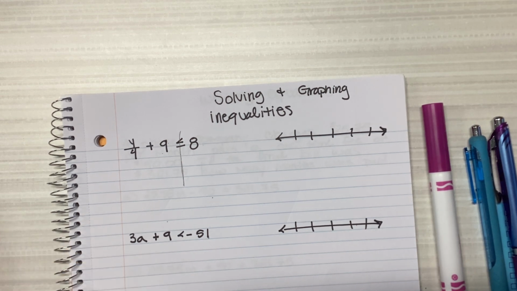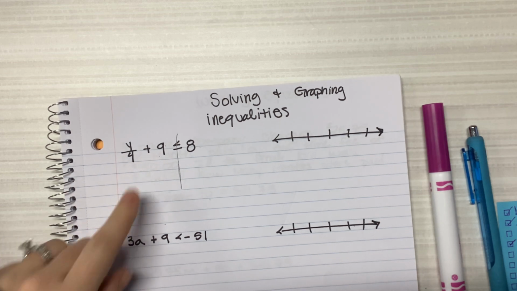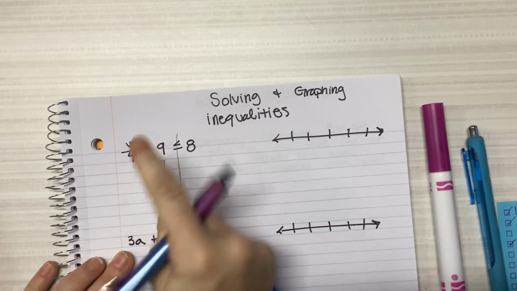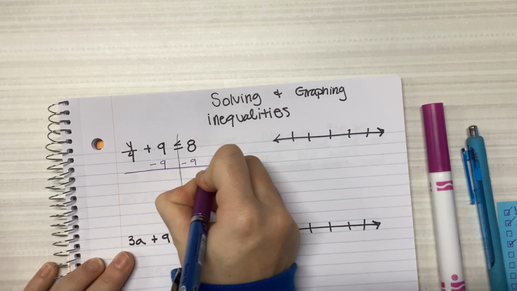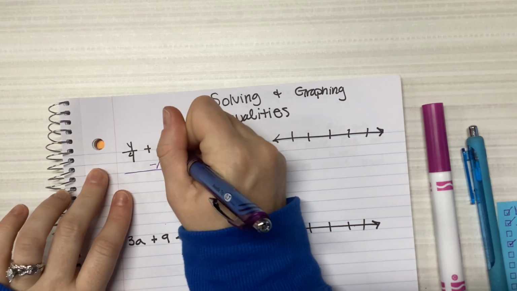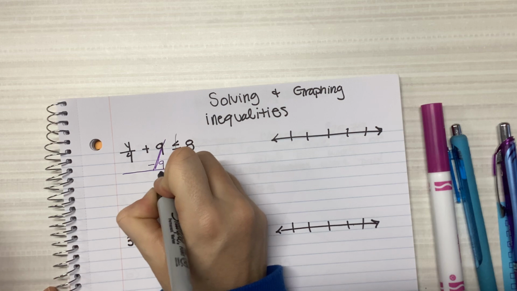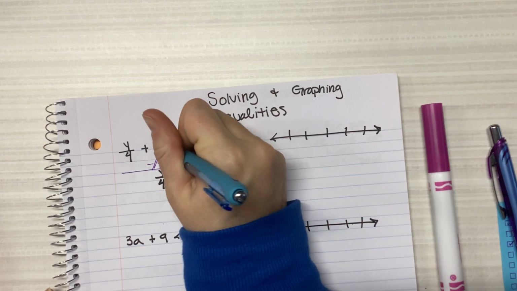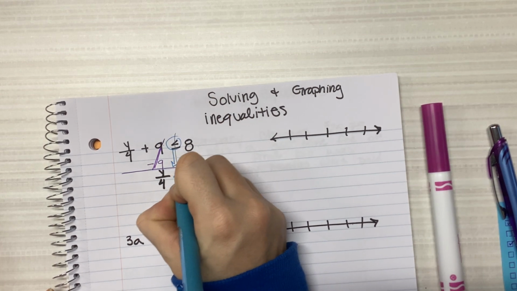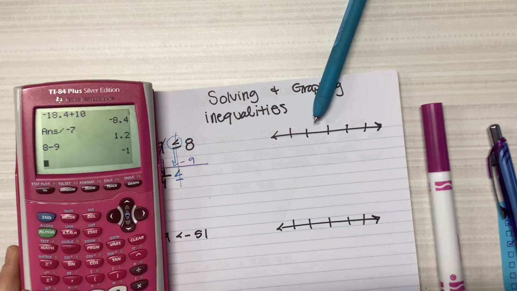We're going to undo the constant, so the number that's being added or subtracted. The constant is plus 9. The opposite of plus 9 is minus 9. What I do on this side, I have to do on this side. So the 9s cancel each other out. I am left with y divided by 4. I'm going to bring my symbol straight down. Is less than or equal to 8 minus 9 is negative 1.